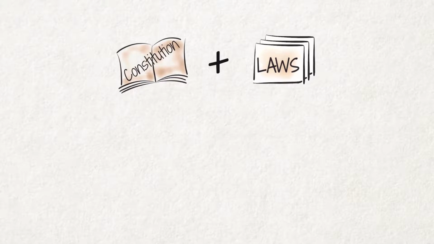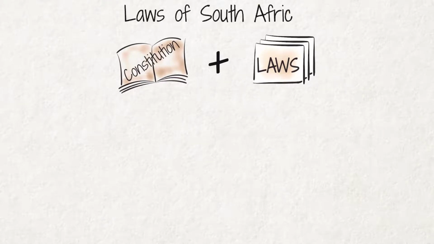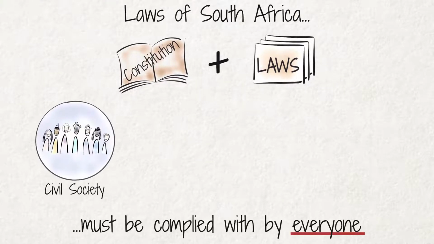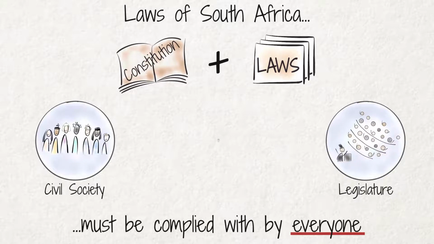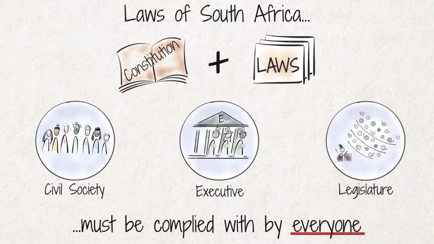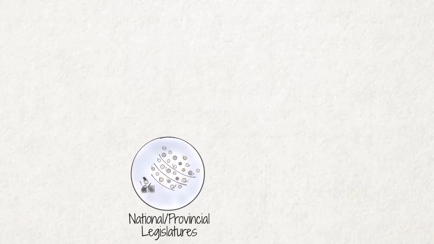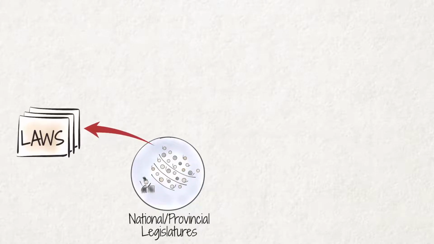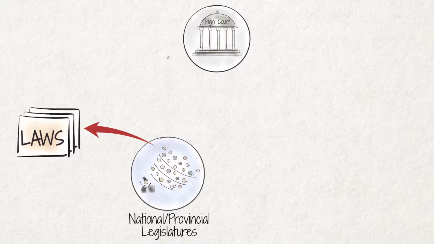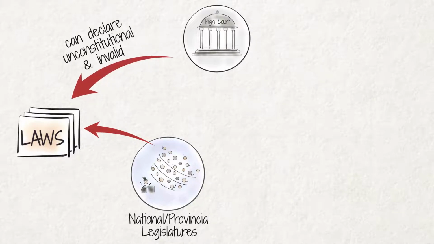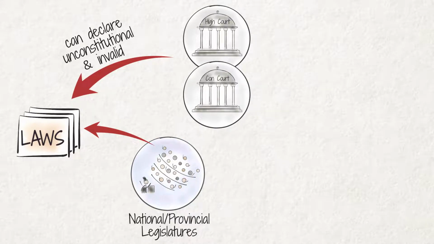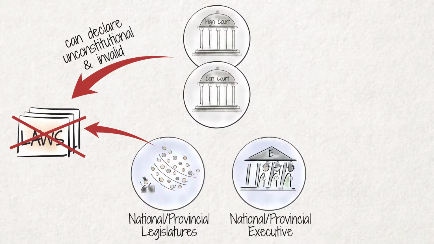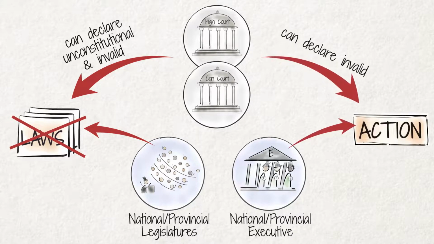It is the system's duty to make sure that the laws of South Africa are complied with by everyone, including the legislature and the executive. For example, when the national or one of the provincial legislatures passes a law, a high court can declare the law or parts of it unconstitutional and invalid. If this is confirmed by the Constitutional Court, the law has no force and effect, as if it was never passed. The courts can similarly declare invalid the actions of the national or provincial executive.